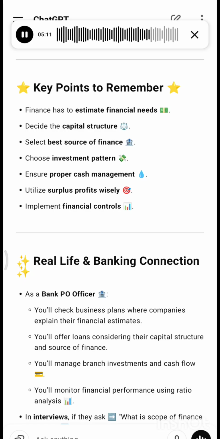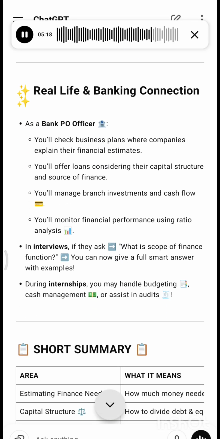Real life and banking connection. As a bank PO officer, you'll check business plans where companies explain their financial estimates. You'll offer loans considering their capital structure and source of finance. You'll manage branch investments and cash flow. You'll monitor financial performance using ratio analysis. In interviews, if they ask, "What is scope of finance function?" you can now give a full smart answer with examples. During internships, you may handle budgeting, cash management, or assist in audits.